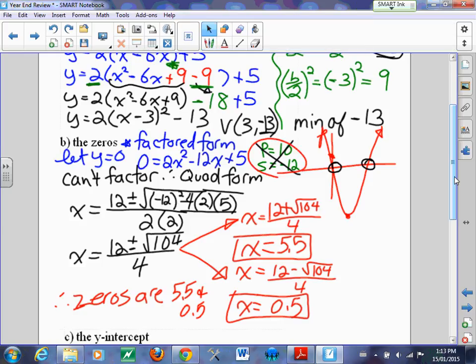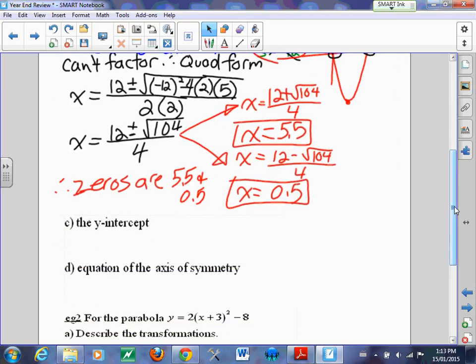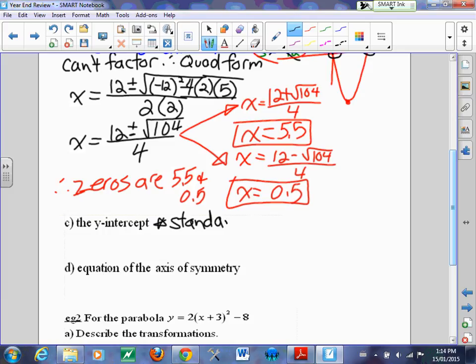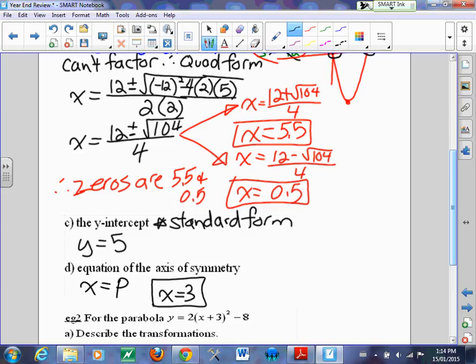All right. Almost last question here, folks. What's the y-intercept? Well, hey, the y-intercept is from what form? Standard form. Do we have standard form already? You betcha, that was given. So look at the y-intercept, which is your c value, and you're going to say y equals 5. Okay? Equation of symmetry, folks. That is x equals p. Okay? So what's your p value from your vertex? It is the first coordinate of your vertex, folks. So you're going to have the equation x equals 3.